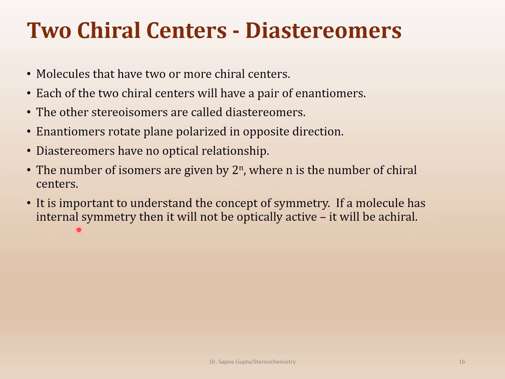In some cases where we have symmetry in the molecule, then that compound is not optically active. In case of one chiral center, we did not have that issue because there was not that big of a molecule to have any kind of symmetry. But as the molecules get larger, some kind of symmetry can be possible, and if there is symmetry in the molecule, then that compound is not optically active, which means it is called achiral.